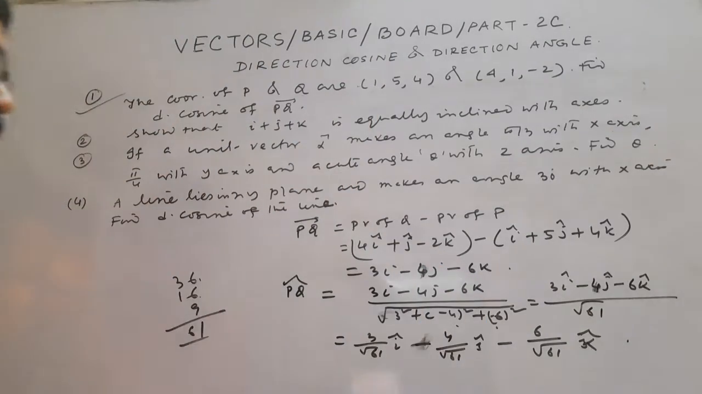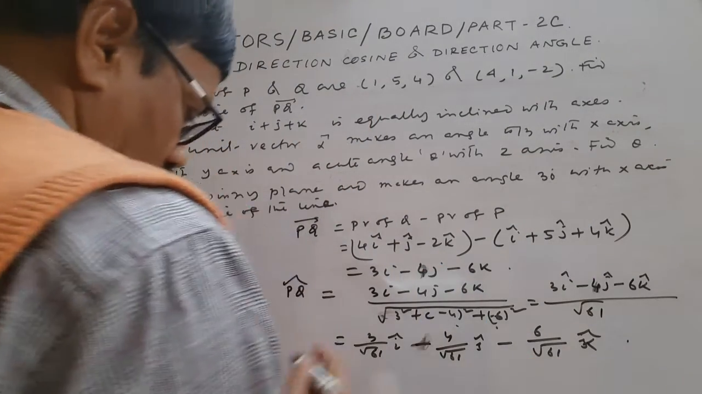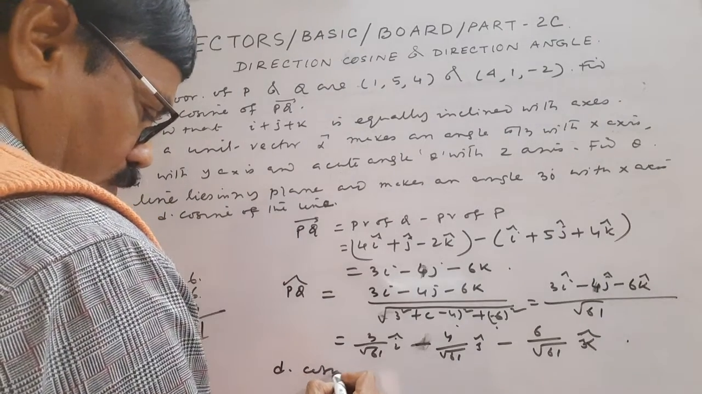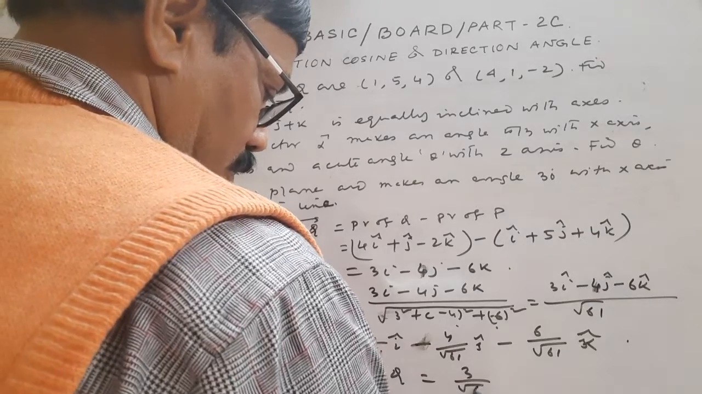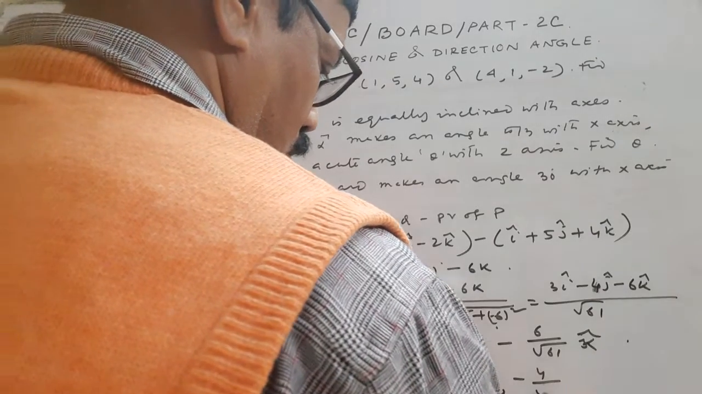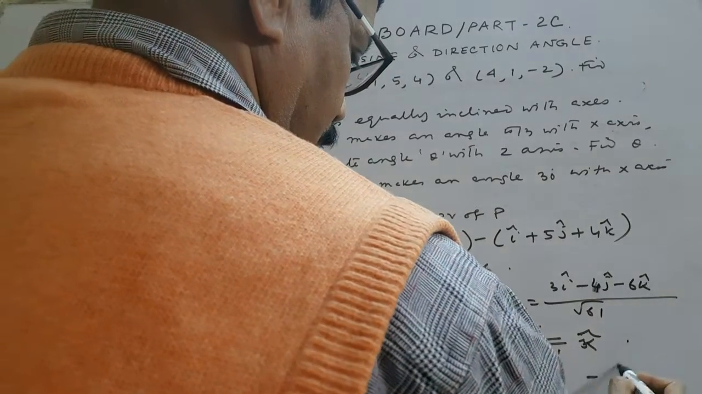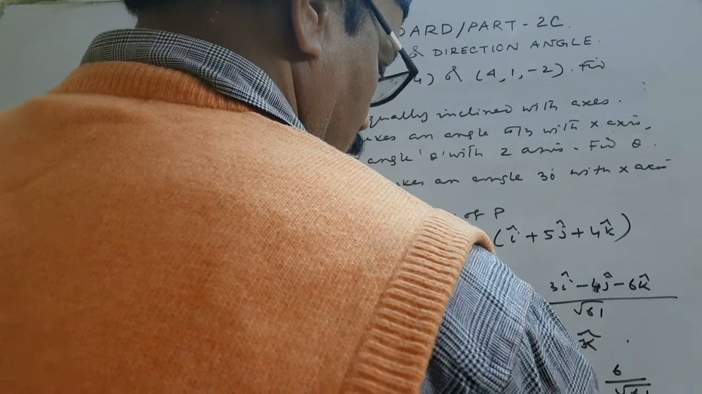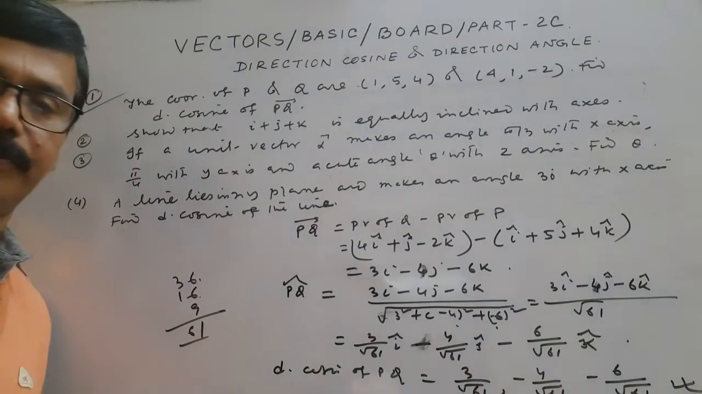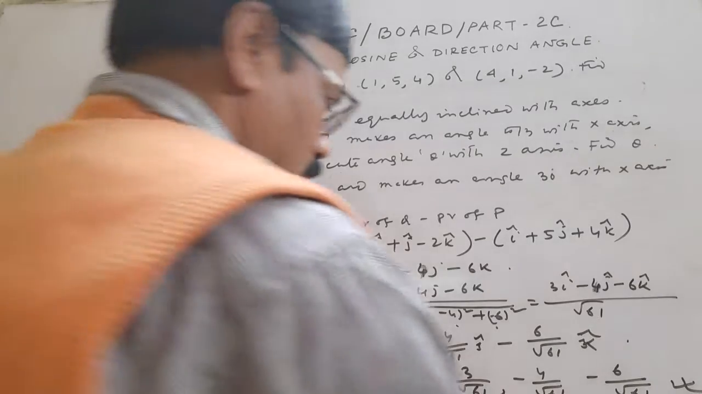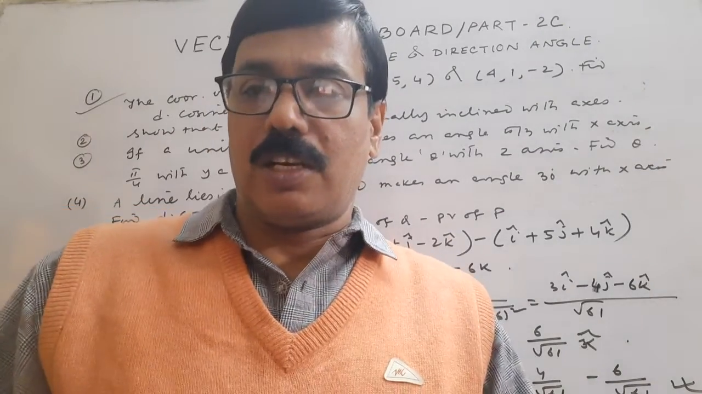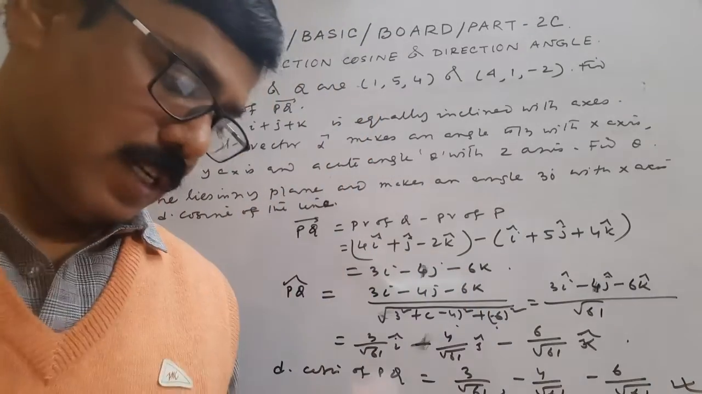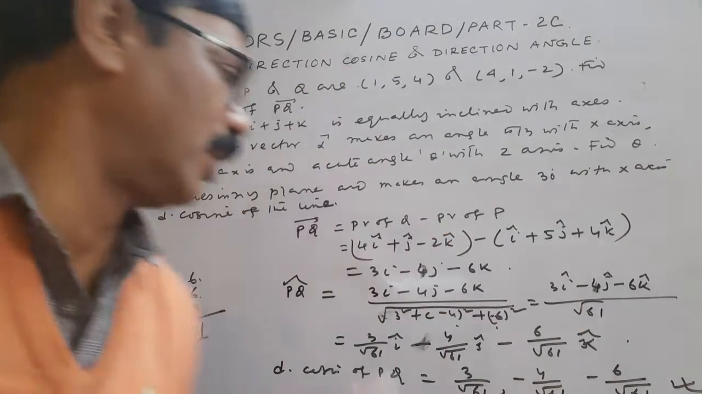So the components of i, j, k represent D cosine. So D cosine of PQ are 3 by root 61, minus 4 by root 61, minus 6 by root 61. So express it in terms of unit vector, then the components of i, j, k represent the cosines.